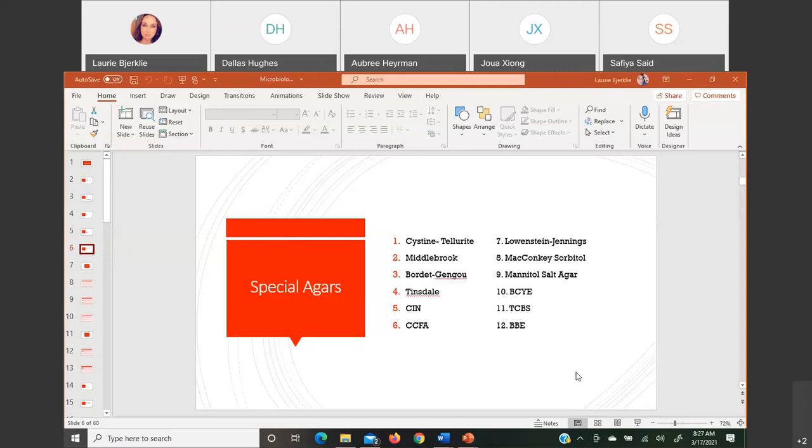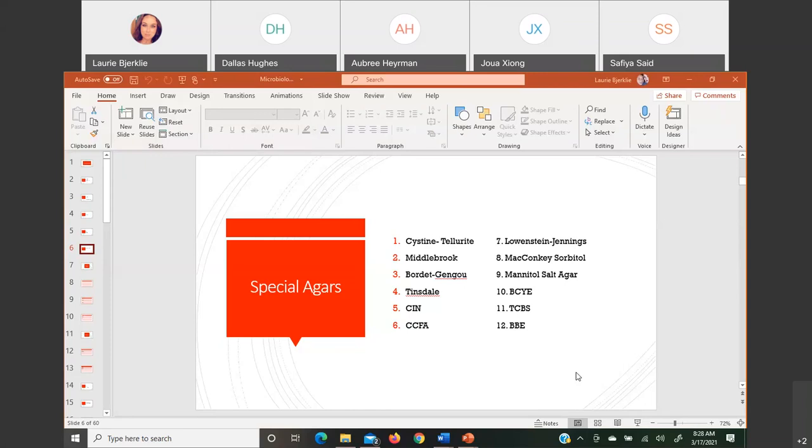MacConkey Sorbitol. Very good. It is E. coli O157 specifically. Yes, it's a great screening tool for that enterohemorrhagic E. coli strain. And again, that strain will show up as clear colonies, right? Yeah, because they are a non-fermenter of sorbitol. Other E. coli strains ferment sorbitol. E. coli O157 does not. So that's why they use this as a screening tool.